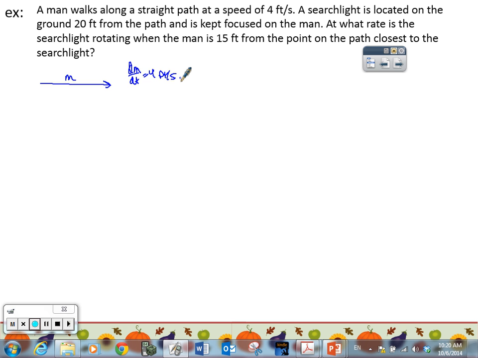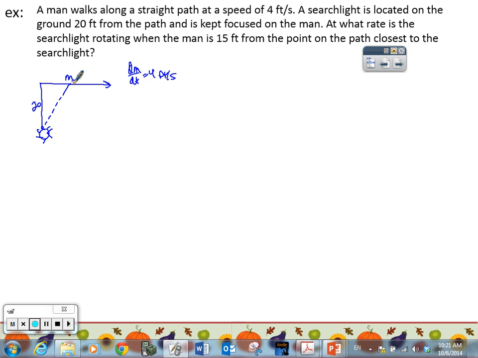A searchlight is located on the ground 20 feet from the path. Okay, so let me pause right there. So here's my fancy searchlight. And it's located 20 feet from the path, and is kept focused on the man. Okay, so kind of like that.